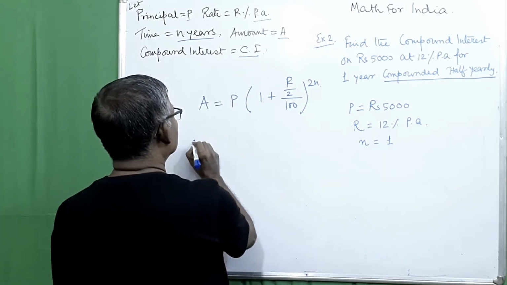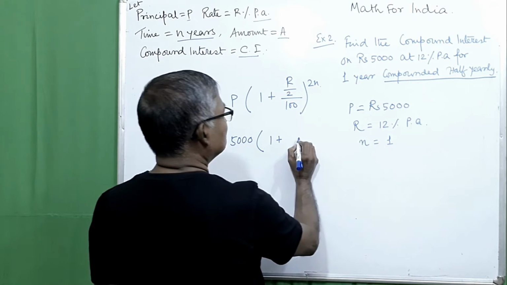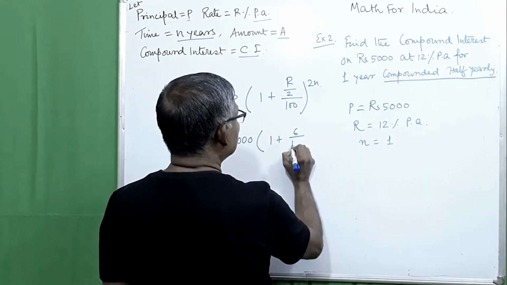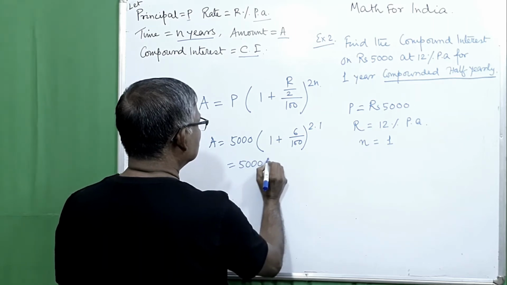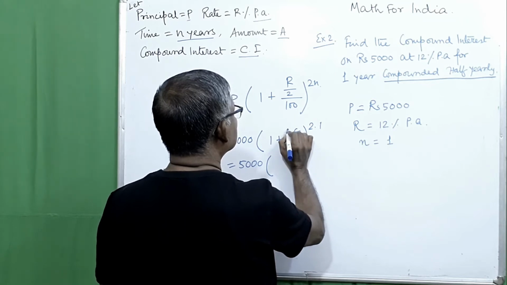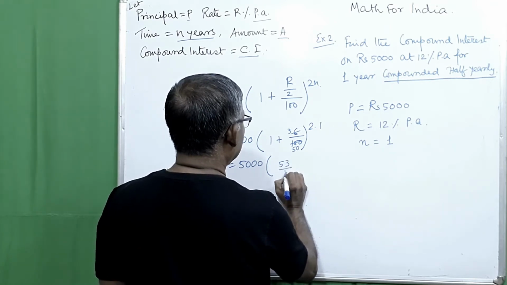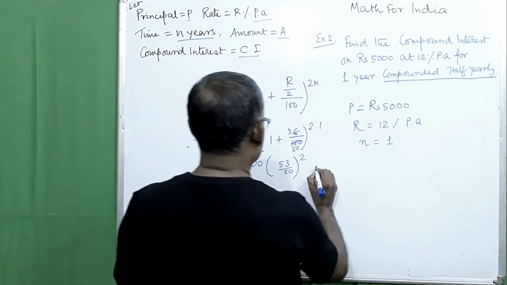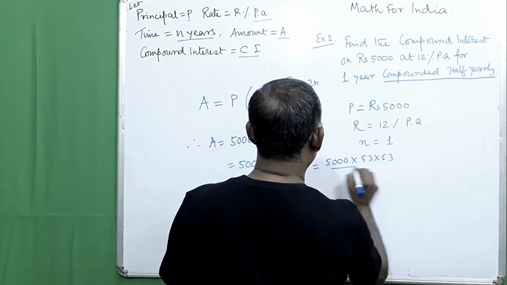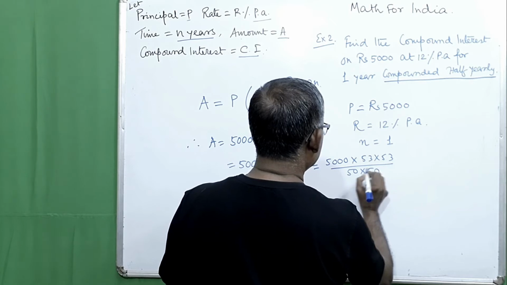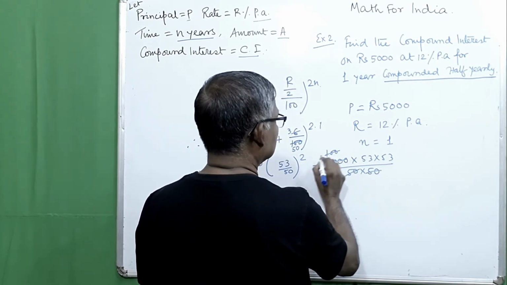Therefore A equal to 5,000 into 1 plus R by 2, that means 6 by 100, whole to the power 2 into 1, that is 5,000 into 53 by 50 whole to the power 2, equal to 5,000 into 53 into 53 by 50 into 50, that is 100, and it is 2.